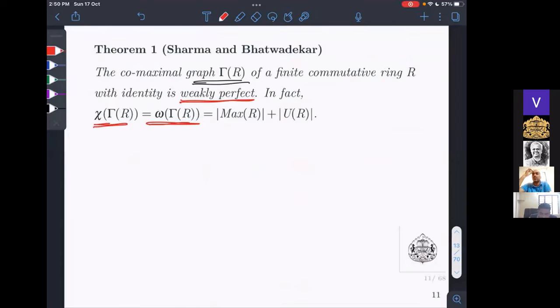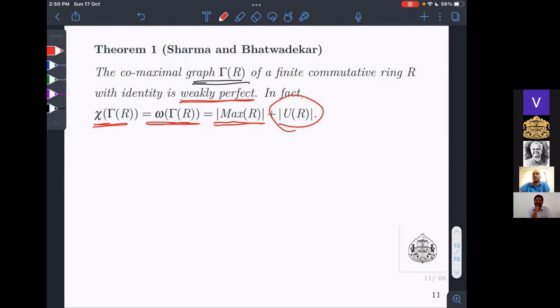Now, a similar situation is there in the case of co-maximal graphs. In co-maximal graphs, they proved that the clique number and chromatic number both are equal. Not only that, that is equal to the number of maximal ideals plus the number of units, because we observe that that forms a complete graph. So whenever we have a complete graph, the number will increase by that cardinality. Okay, so this is essentially the result by Sharma and Bhattodekar.